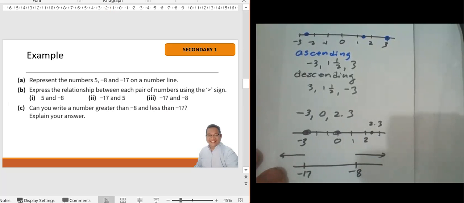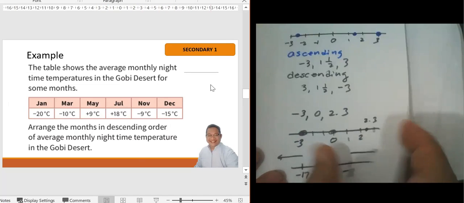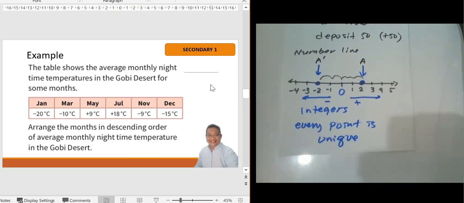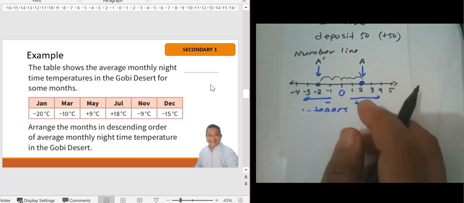Now let's try to look at these examples here. The table shows the average monthly nighttime temperatures in the Gobi Desert for some months. Arrange the months in ascending order of the average monthly nighttime temperature in the Gobi Desert. So in this one, you're just being asked to arrange the months. So this in descending order. So you're going to start actually with the biggest one.